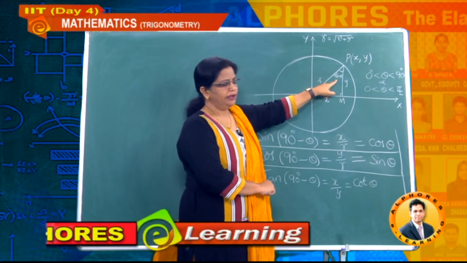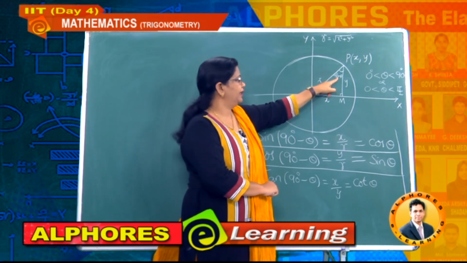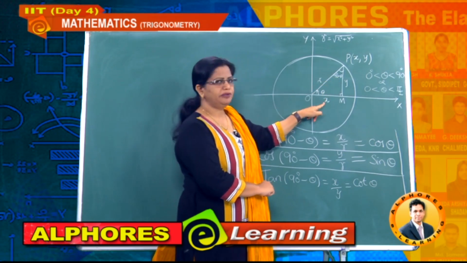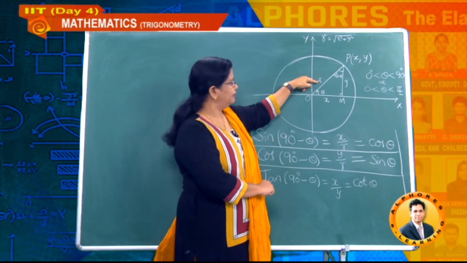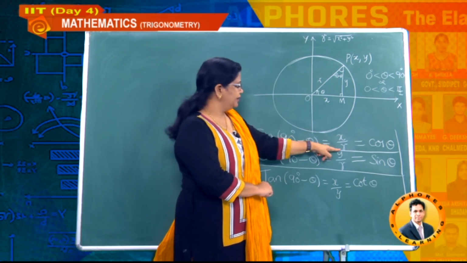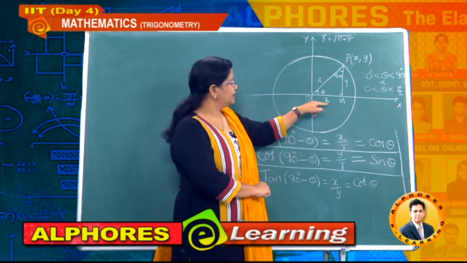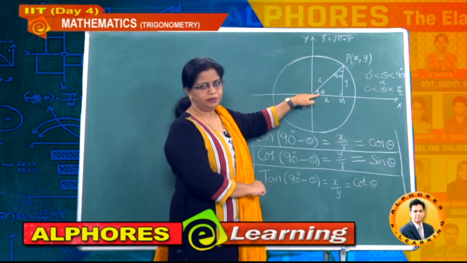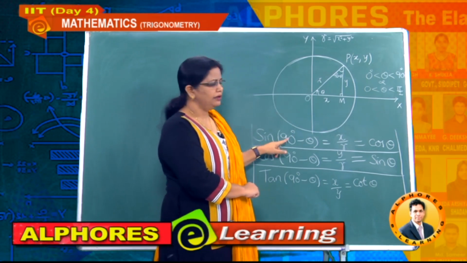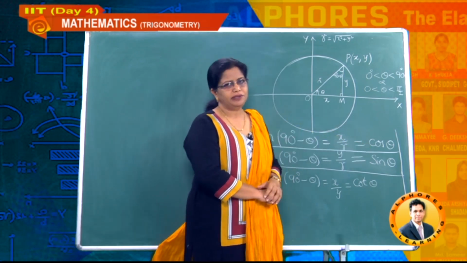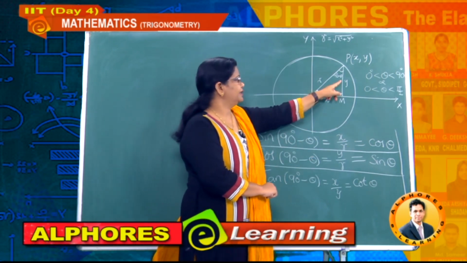Now I am taking the other angle, that is 90 minus theta. Now 90 minus theta, if I write sin 90 minus theta is opposite side. For 90 minus theta, opposite side is here x divided by r. So sin 90 minus theta equal to x by r, and that is nothing but in terms of theta, it is x divided by r. So that is why you got sin 90 minus theta equal to how much? Cos theta.